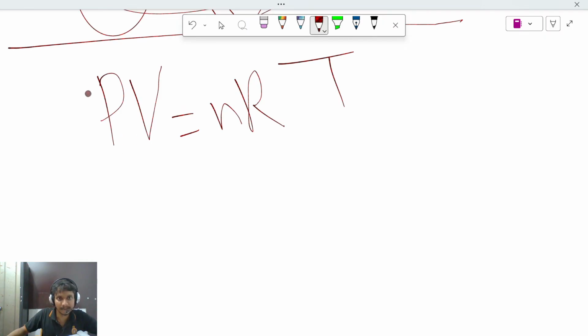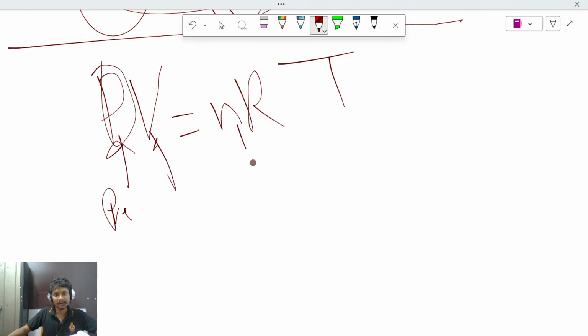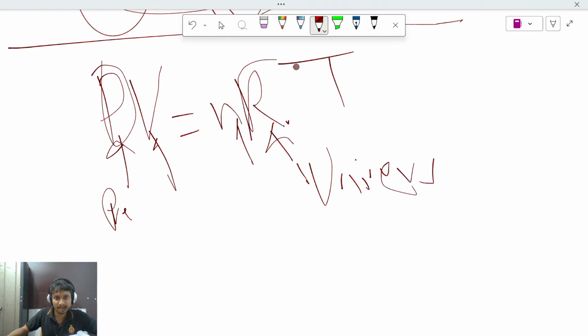In this, P is pressure, V is volume, n is mole, and R is the universal gas constant. T is temperature in Kelvin.